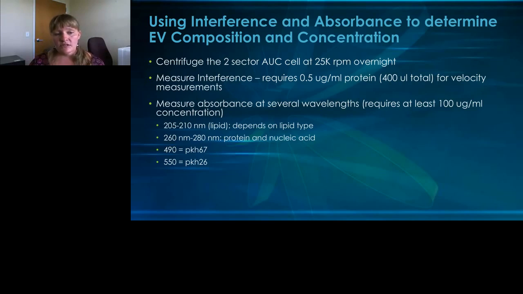Then we also were interested in the absorbance of the two different dyes. For example, PKH 67 is 490 and PKH 26 is 550. I analyzed the data in SEDFIT and overlaid the concentrations versus velocity for all the measurements and determined the concentration and groups of EV populations.